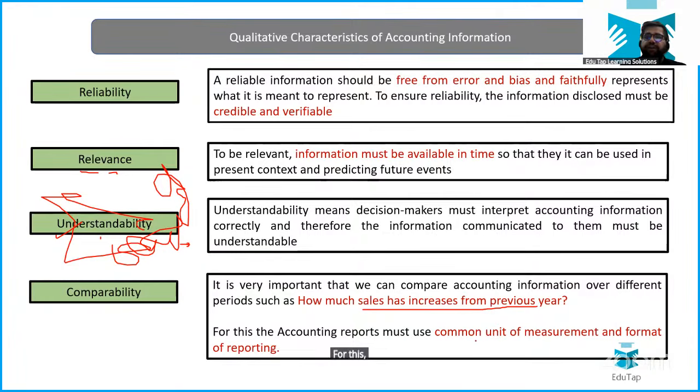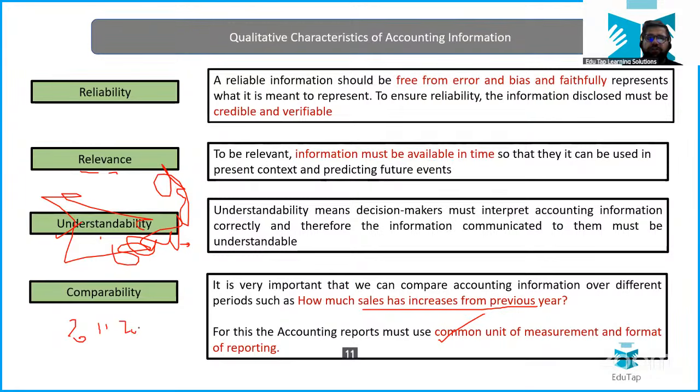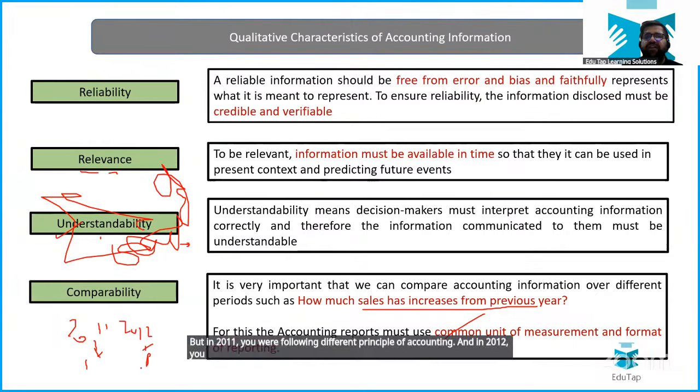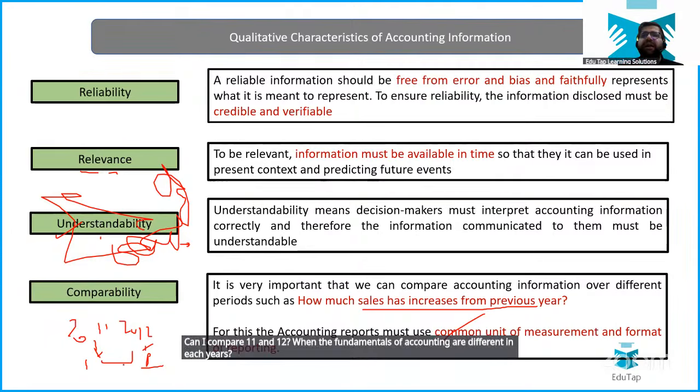For this, the accounting report must use a common unit of measurement and format of reporting. This basically means, my friends, comparability means that if I'm comparing year on year, like comparing 2011 profit with 2012 profit, but in 2011 you were following a different principle of accounting and in 2012 you are following a different principle of accounting, then can I compare these two years? Can I compare 11 and 12 when the fundamentals of accounting are different in each year? The answer is no again. You need to be consistent.